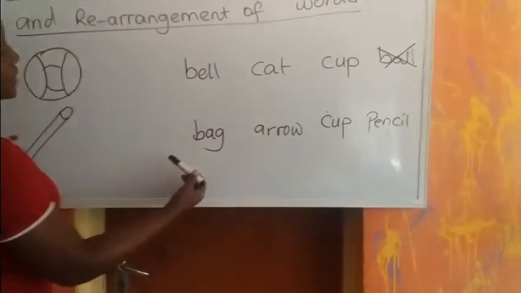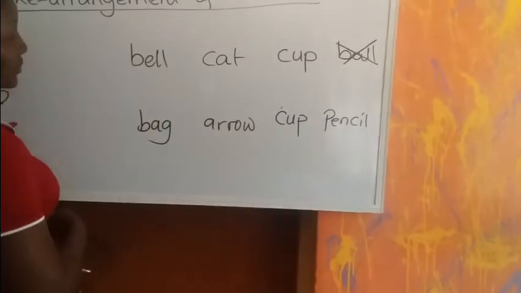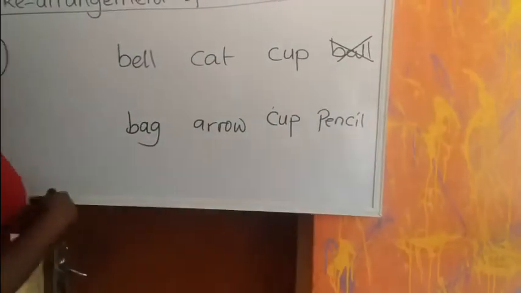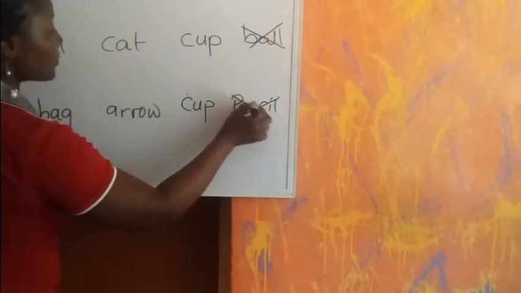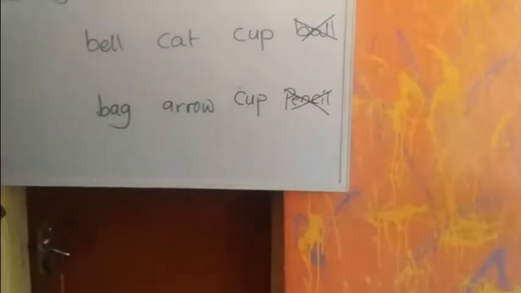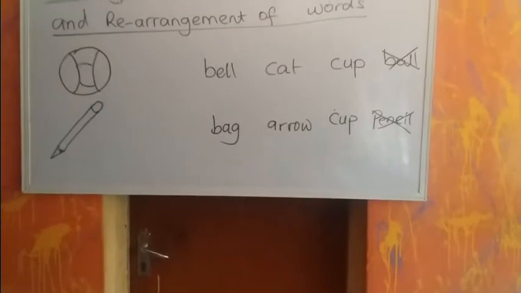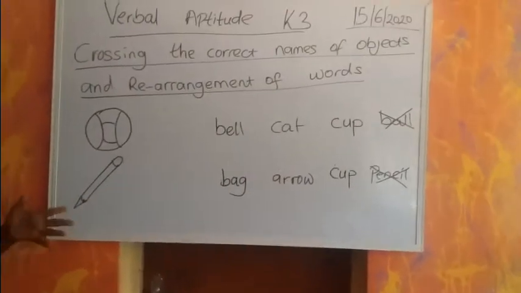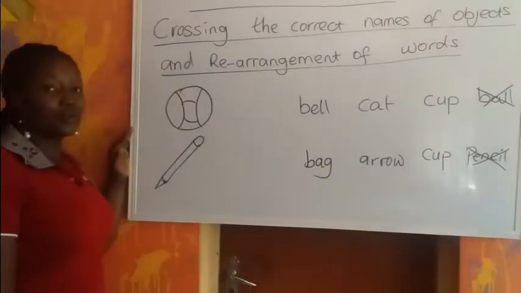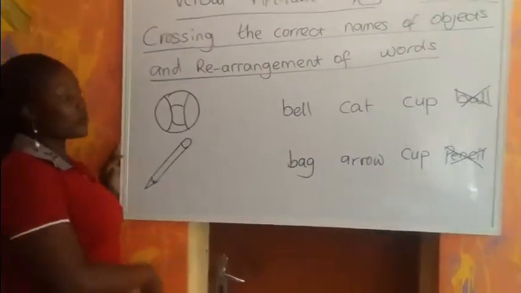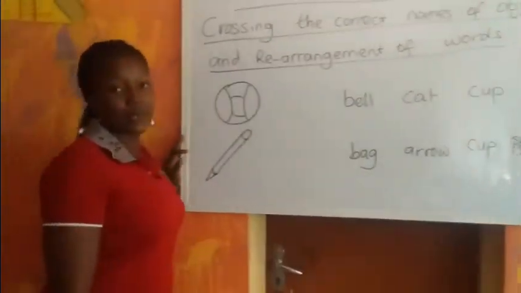So you look for the name of the object from the other set of words and you cross it out. This is a pencil. So this is what we do when looking or identifying the name of objects. You study the object before looking for the name.